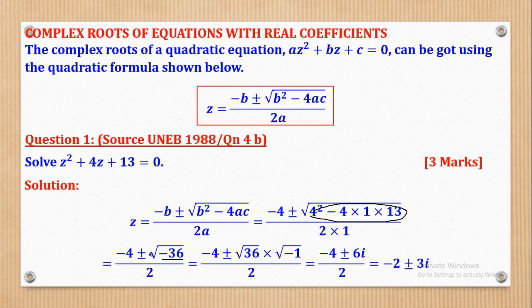What we do, we remember that -36 is the same as -1 times 36, so that's why it's split to give you square root of 36 times square root of -1. Now from there I remember that square root of -1 is i, that's why I put i here. Then square root of 36 is 6, that's why I put 6 there. After that, next is to simplify. This 2 can divide this to give you -2, and this 2 can divide through this to give you +3. So the answer will be -3 plus or minus 3i. Those will be the roots, or complex roots, of this quadratic equation.